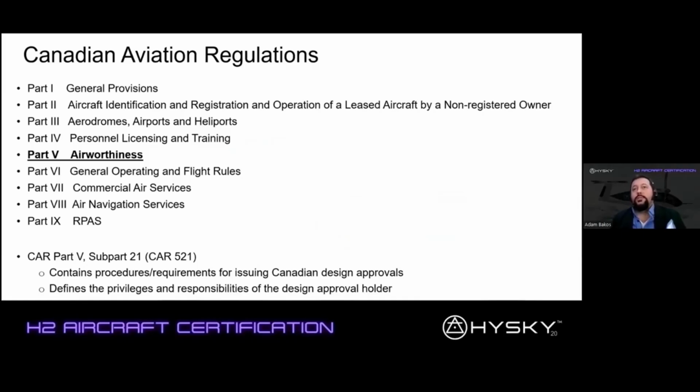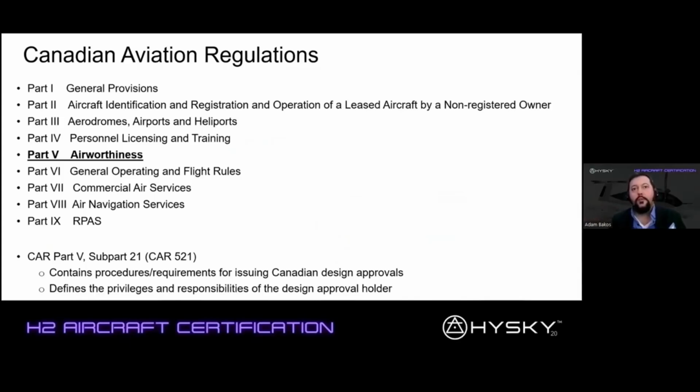And this is what I was kind of talking about earlier. So these are the Canadian aviation regulations, there being 9 parts. And the reason it's AWM 5, insert whatever, 23, 25, 27, is because they all fall into Part 5 of the Canadian aviation regulations, which is the airworthiness section. So that's why it's AWM 523 and 525.